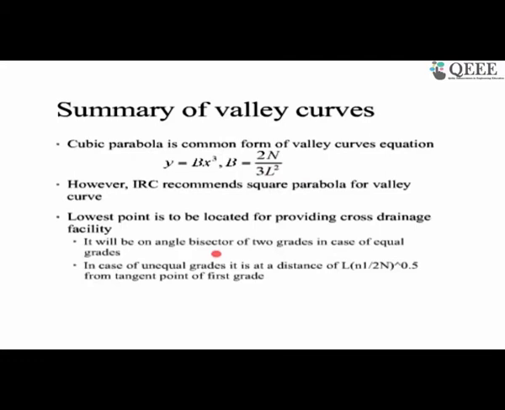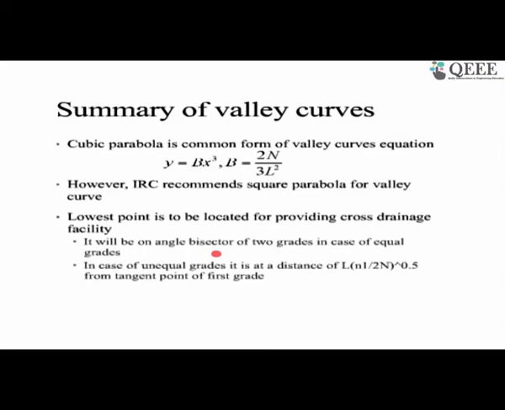Now another point about the valley curve which is quite important is the lowest point. A valley curve leads to a lowest point at a certain location, and this lowest point is critical because you don't want the water to get stagnant there. So at this lowest point you have to ensure there is enough drainage, cross drainage and longitudinal drainage, particularly the cross drainage, so that the water can easily flow out of the roadway. So this is one thing.